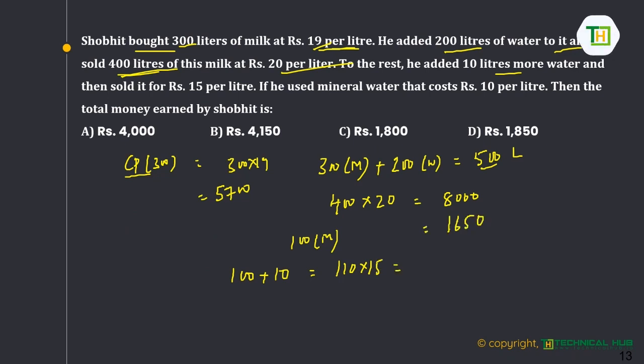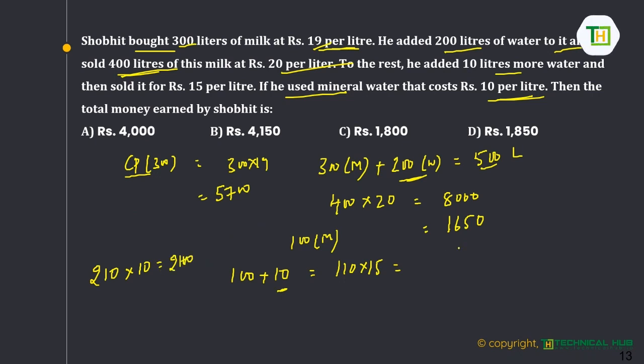Next one, using the water that cost rupees 10 per liter. So total how much water did you add? So here 200 liters of water is added and here 10 liters of water is added. So in total you added 210 liters. So water cost per liter is 10 rupees. Then the 210 liters cost is equal to how much? 2100.